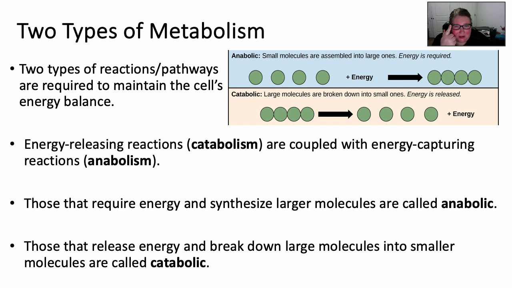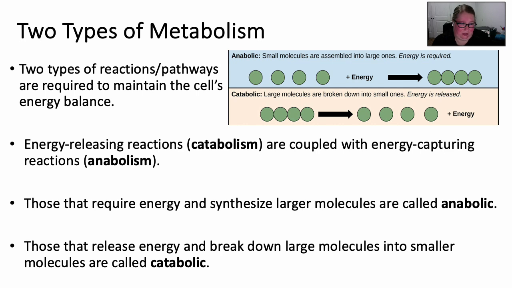Okay, so when we are talking about different metabolic pathways, we're really talking about two types of metabolism, and we need to know these definitions. We have catabolism and anabolism. Catabolism is when we have energy releasing reactions, and anabolism is when we have energy capturing or energy requiring reactions. The thing about catabolism and anabolism is they're always linked together. They're what we call coupled reactions, so we can't have one without the other. We usually discuss them in terms of individual reactions and what is happening. I want you to know these definitions.